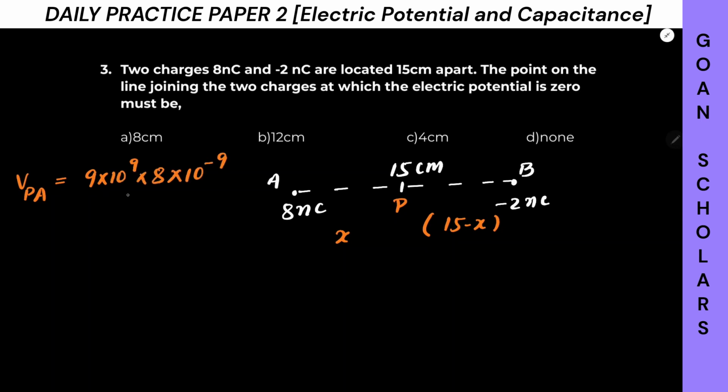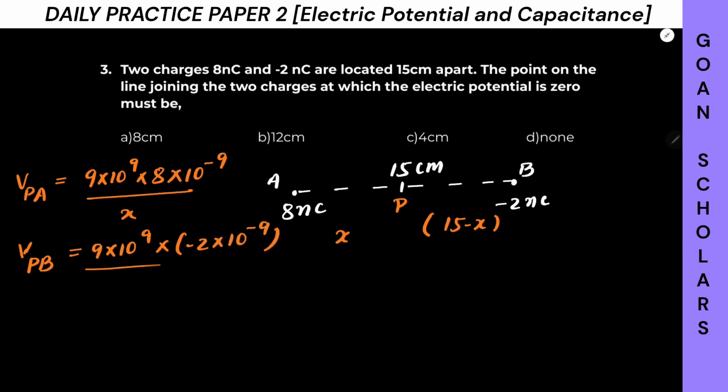Nano, in case you don't know, it's 10 to the power minus 9, whole divided by the separation x. Because anyway, centimeter will cancel out, so I am keeping it at x only. Potential VPB will be 9 into 10 to the power 9, and what's the charge? Be very careful, negative sign. Again, I am saying it's a scalar quantity, so you have to take the negative sign, over 15 minus x.